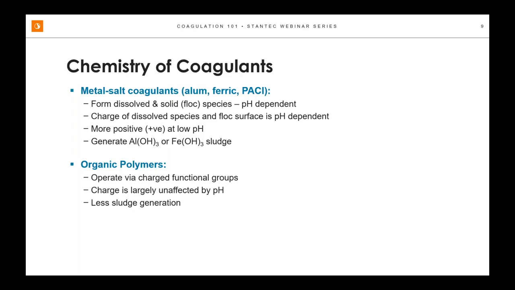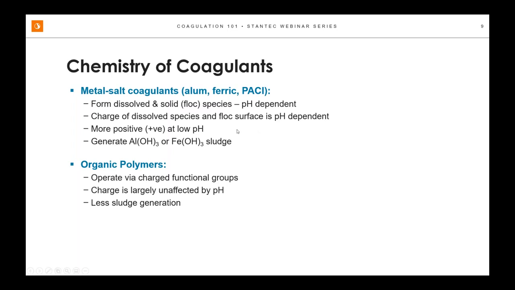So if we talk now about the chemistry of the coagulants, it's a little more complicated, but for the metal salt coagulants, when you add something like alum, aluminum sulfate, to the water, it's going to form a series of dissolved species, and it's going to form solid floc particles. And how much of the coagulant ends up being dissolved and how much ends up being in the solid form is pH dependent, and the charge of those dissolved species and the charge of the floc surface is pH dependent.